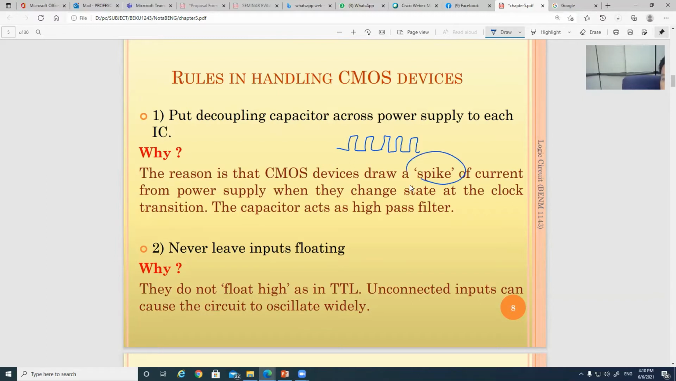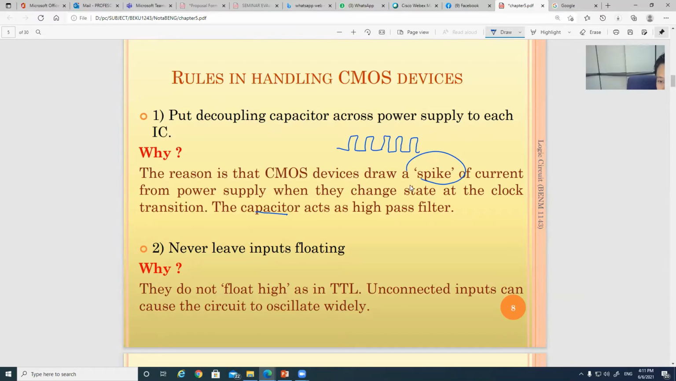The spike of the current is very dangerous, so we protect our CMOS by putting the capacitor. This capacitor acts as a high pass filter to filter the spike. Then the second rule is: never leave an input floating.